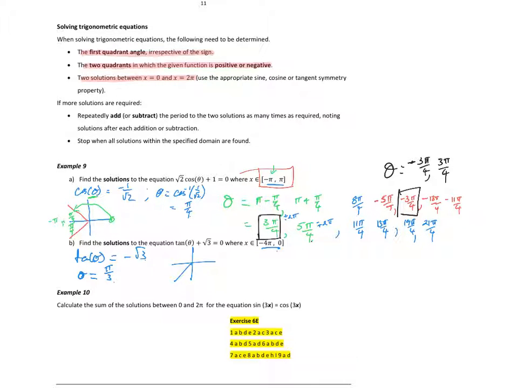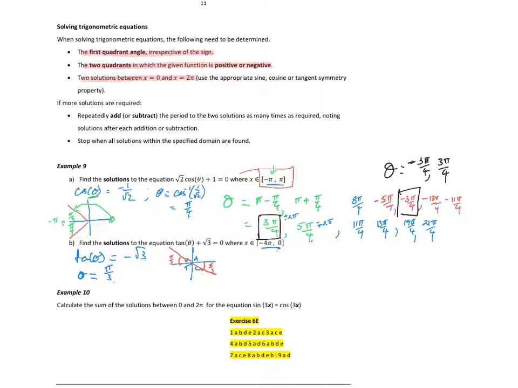It's negative there. Whoops, it's positive there. So let's get rid of that. If we have to, put a little ASTC. So tan is negative there and there. So the angles that we're interested in are from there and there. We're working from negative 4 pi to 0.